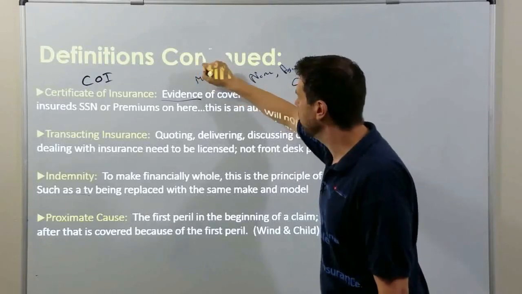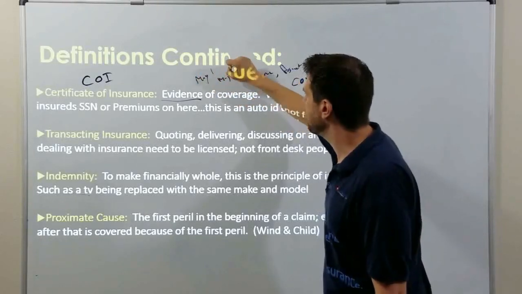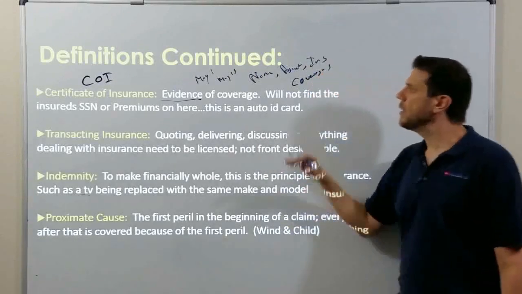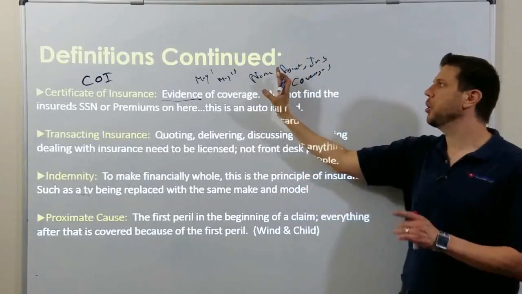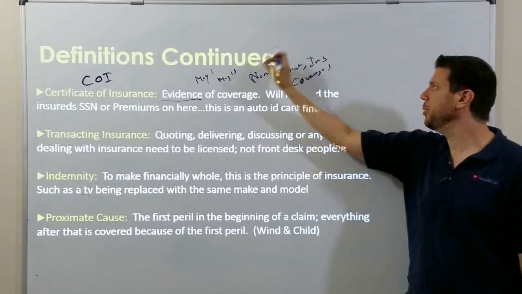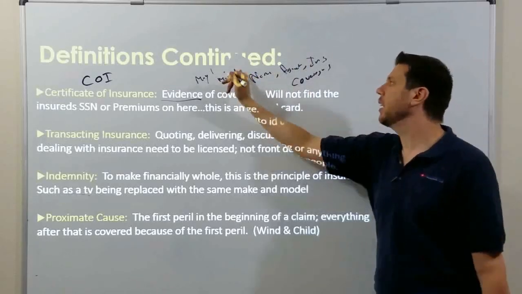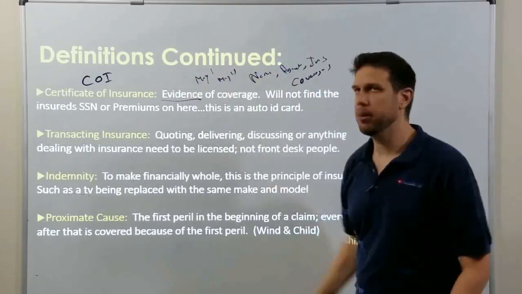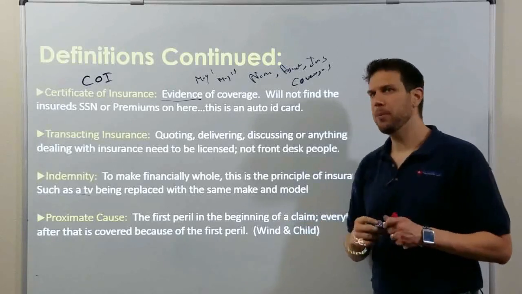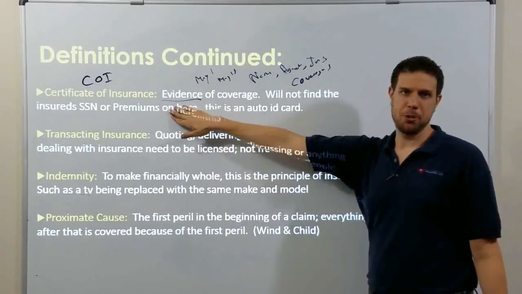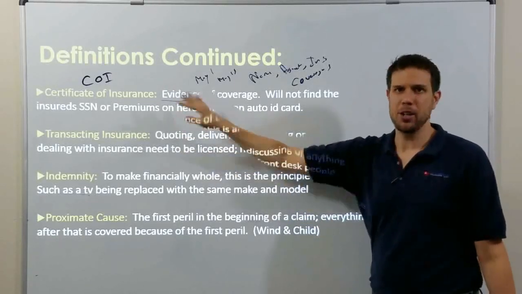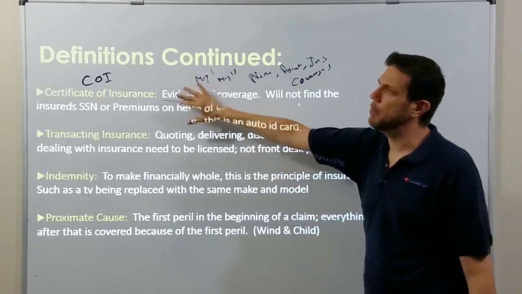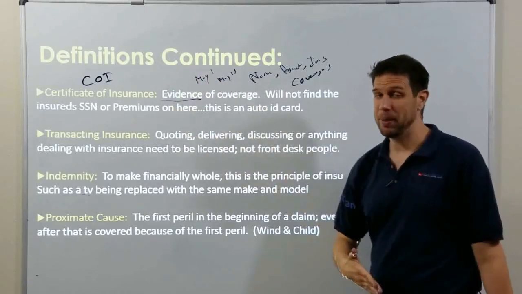So from like May 1st to May 1st next year. The certificate of insurance is just to show you have this amount of insurance, who you're covered through, and how long you're covered through. This is what you give to other people. You will not find your premiums on your COI. You don't have to show everybody how much you're paying. That's found on your dec page.